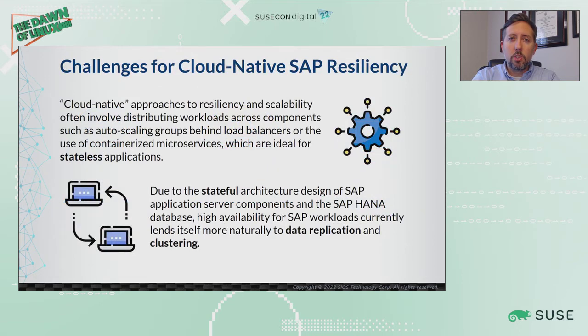Another thing that people generally think about when they think about availability and scalability in the cloud is auto-scaling groups sitting behind a load balancer, or maybe containerized microservices. Just something where things can scale up and scale down as the workload demands. Or if a component fails, you just kill it and then you spin up a new one and you continue on. And these kinds of solutions are really good for stateless applications. So for instance, if you want to serve up a REST API.